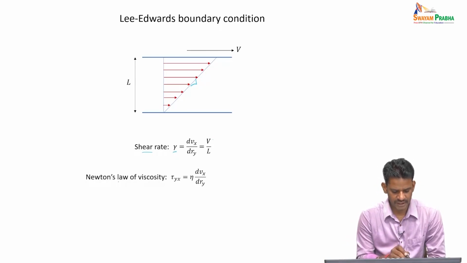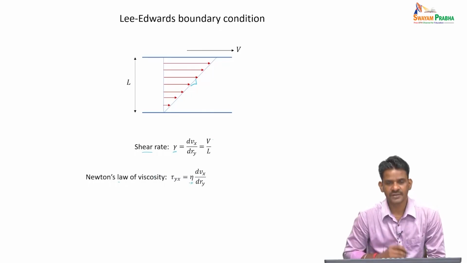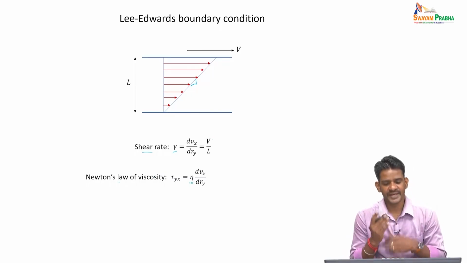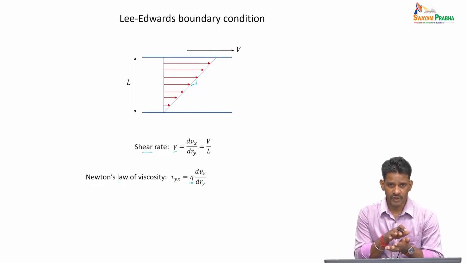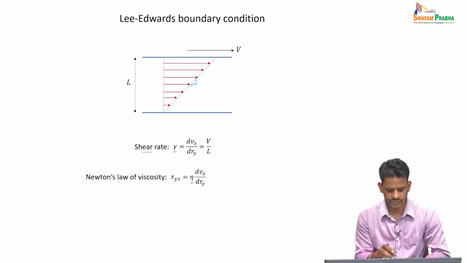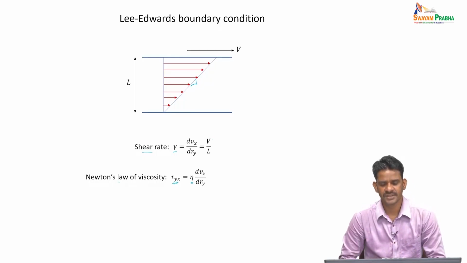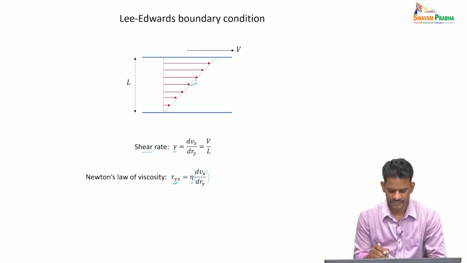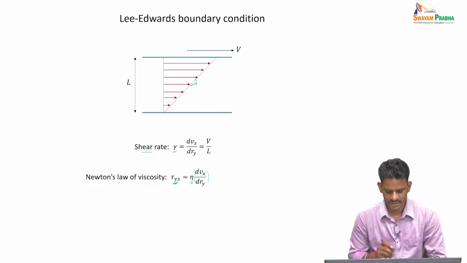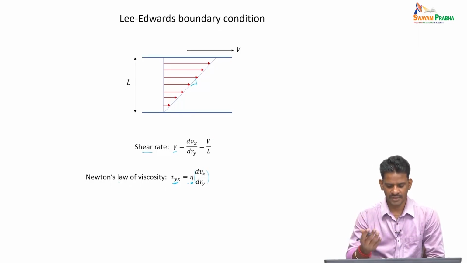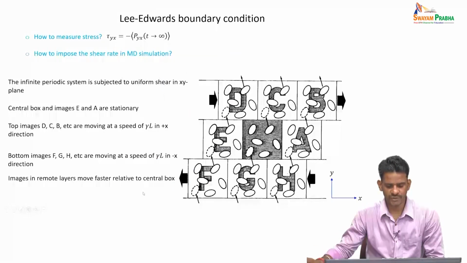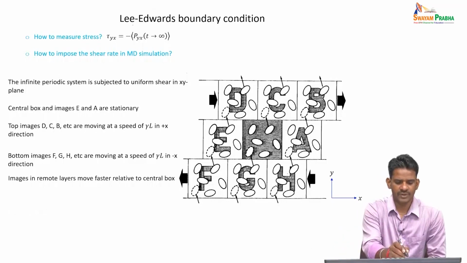And then we can use Newton's law of viscosity to find the viscosity, because when you do an experiment, what we do is we move the top plate at a particular velocity and then measure the stress using some instruments, and then we know what the shear rate is, and from the stress we measure, you can calculate the viscosity. And in the non-equilibrium simulations, we are trying to do something very similar, very analogous to how experiments are done.